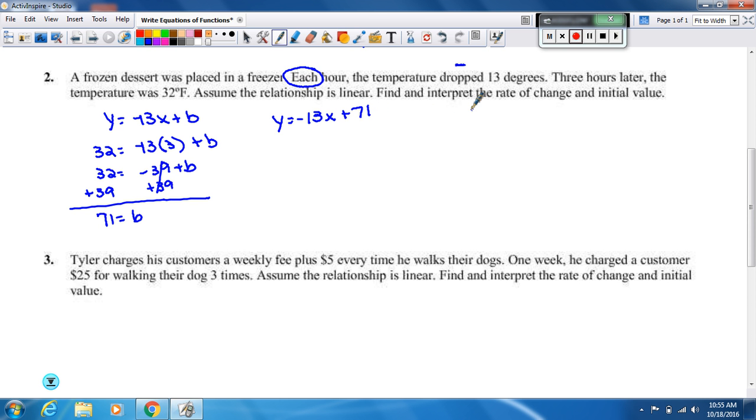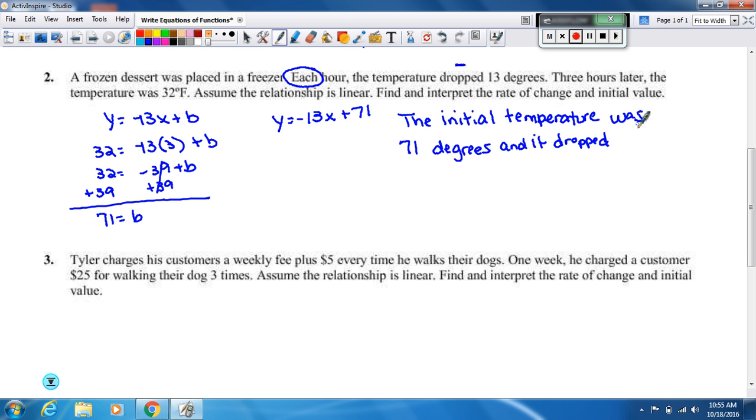So here's what all that means. The initial temperature was 71 degrees, and it dropped at a rate of 13 degrees per hour.